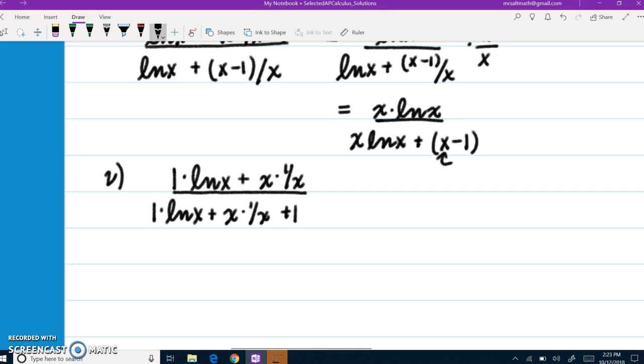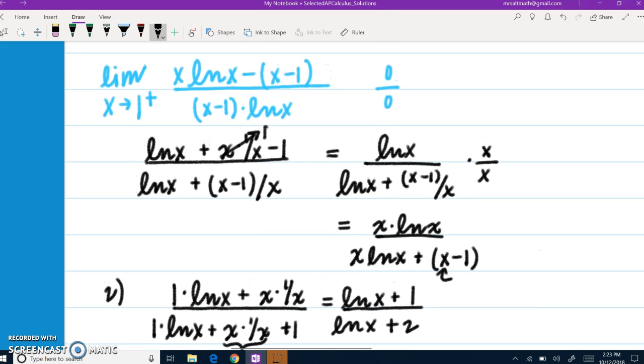What I want to do next then is to figure out, okay, I've got 1 times the natural log of x plus x times 1 over x. So this is going to become the natural log of x plus 1. Down here, I'll get the natural log of x plus 2 because this expression also goes to 1. 1 and 1 gives us that 2.